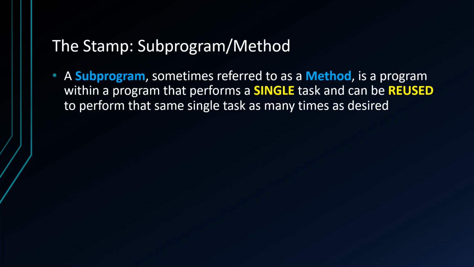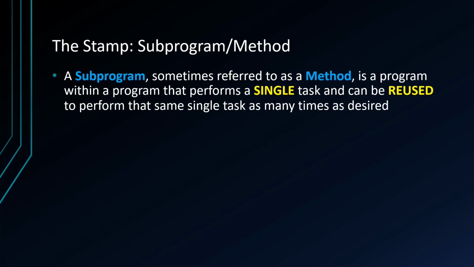A subprogram, sometimes referred to as a method, is a program within a program that performs a single task and can be reused to perform that same single task as many times as desired. Well, is that not almost the exact definition of a stamp? Something that performs a single task and we can reuse it as many times as we want? Well, that's what we're doing. We're going to create our own version of a stamp. Now, you see this idea of a program within a program. Well, there's that subprogram notion there. So, a program within a program that performs a single task that can be reused.